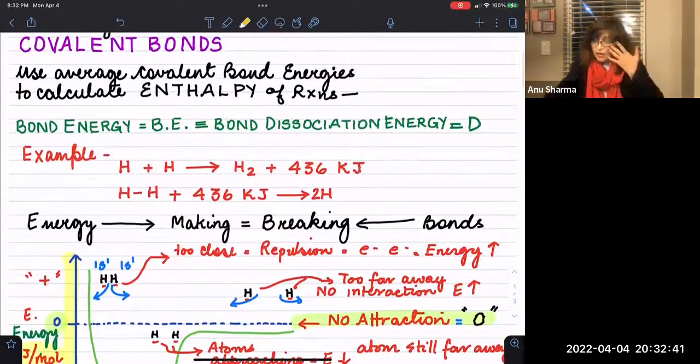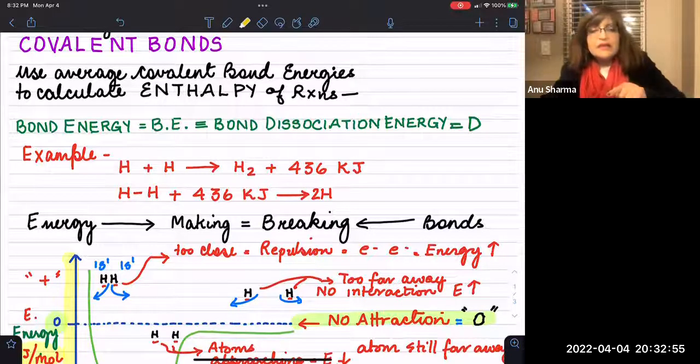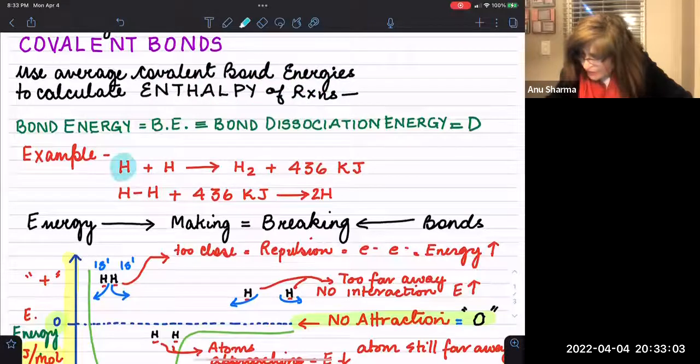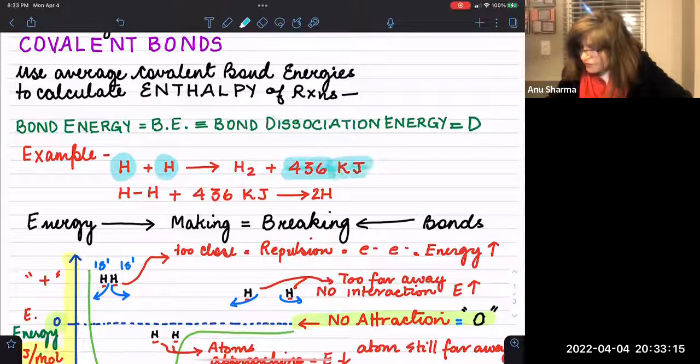Okay. Next, we are now going to look at covalent bonding, how covalent bonds are formed. Keep a few things in mind: the amount of energy that is needed to make a bond is the same amount of energy that is needed to break the bond. So bond making and bond breaking involve the exact same amount of energy. Look at it here. You have one atom of hydrogen and another atom of hydrogen, in a gaseous state, a very high energy state. They give away 436 kilojoules of energy in order to form H2.